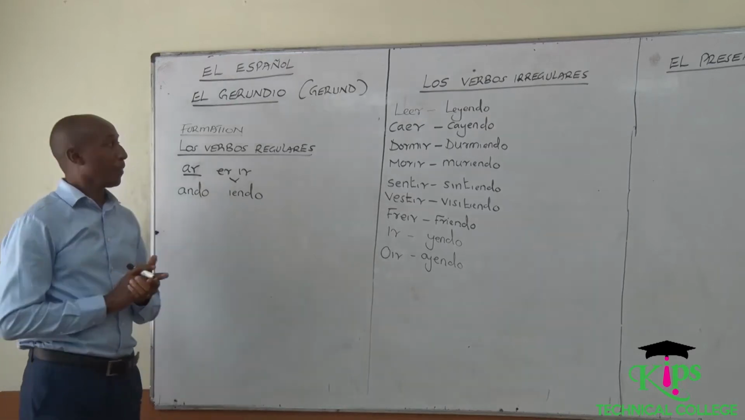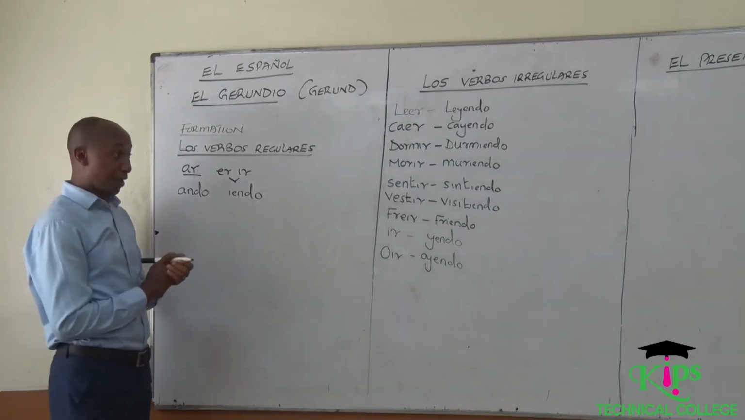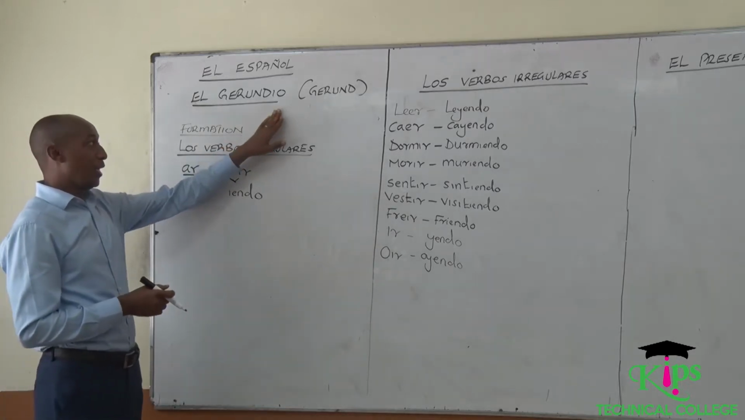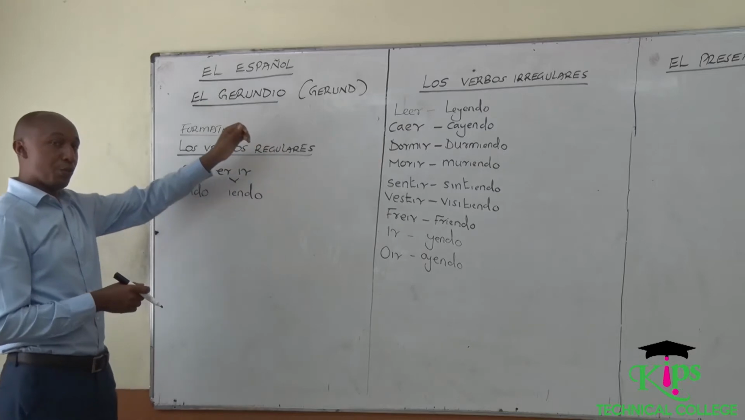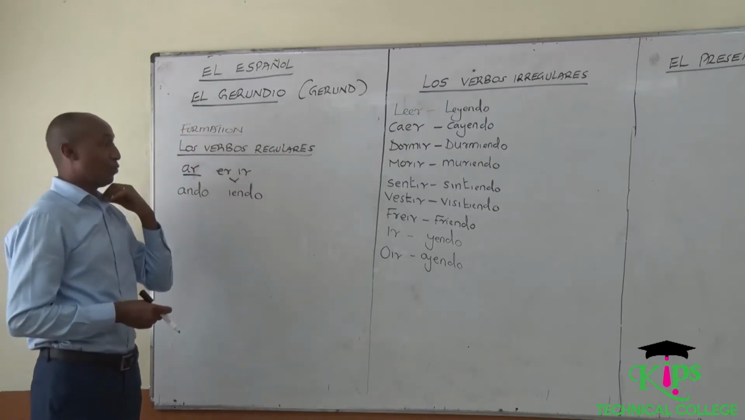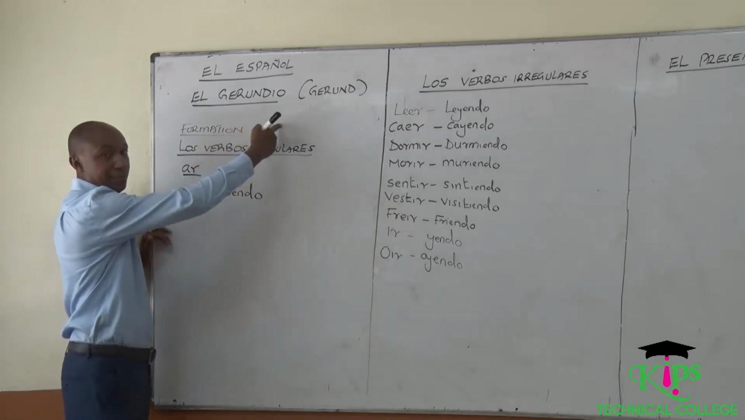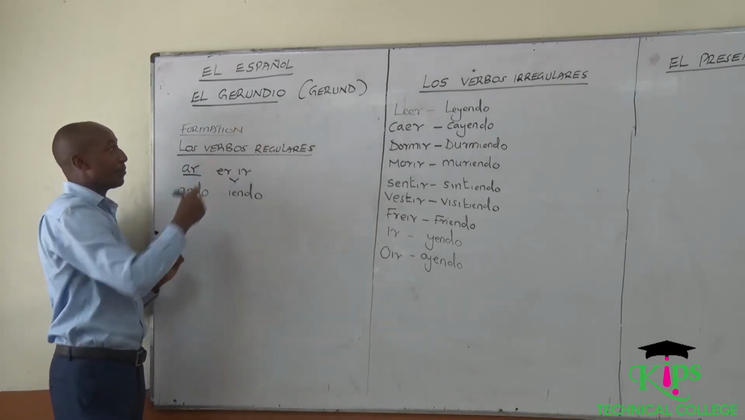Hello class. Welcome again to another topic, and today we'll be looking at what we call the gerundio. Remember, in Spanish we always start with what we call an article. In English it's not necessary that we use the articles. We say the gerund, el gerundio.